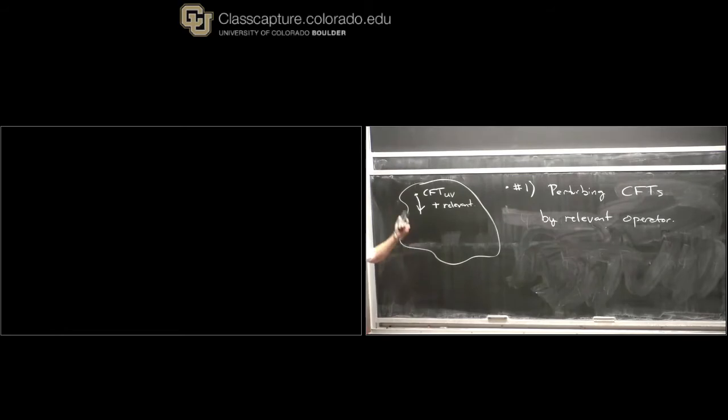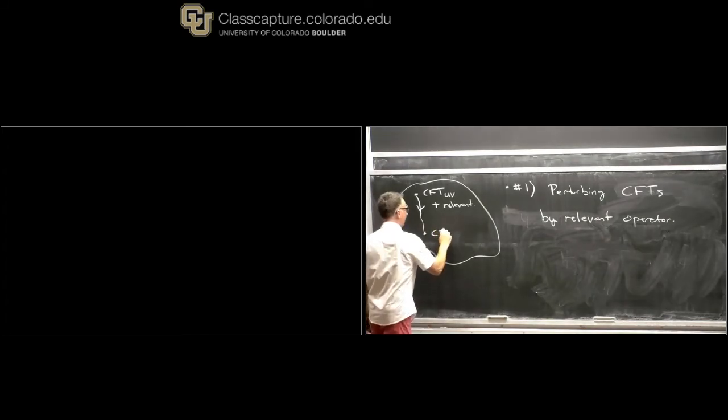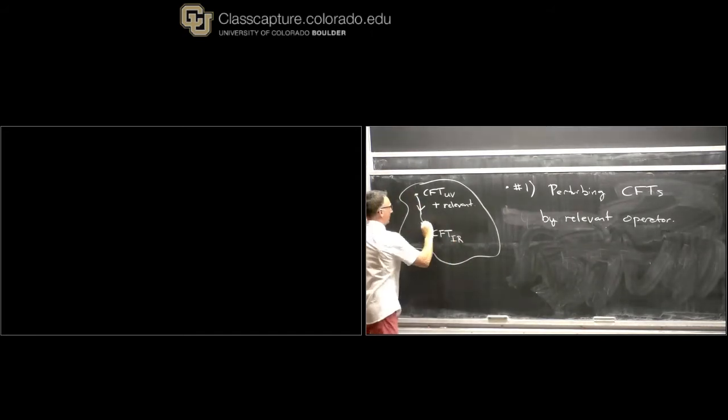So relevant means it's growing as we go towards the infrared. And eventually, just like here with all of these scenarios, we could have these various possible scenarios for the infrared. So we can have some conformal field theory in the infrared. And it flows in, this is the renormalization group flow. It flows into this infrared theory by an irrelevant operator.